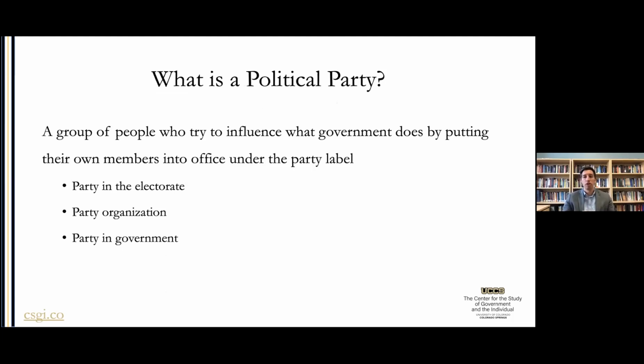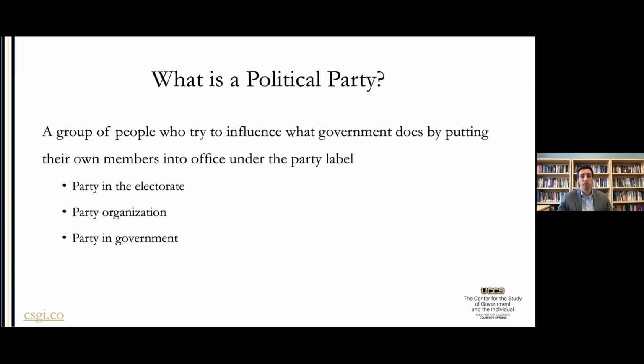So we hear about parties a lot, but I want to get into today what exactly is a political party. The textbook definition that I share with my students in the classes I teach is a political party is a group of people who try to influence what government does by putting their own members into office under the party label. So there's lots of different groups in politics. There's different interest groups, and interest groups try to influence what government does, but political parties are a particular kind of interest group in that they try to influence what government does by getting their members into government offices and running and campaigning on the party label.